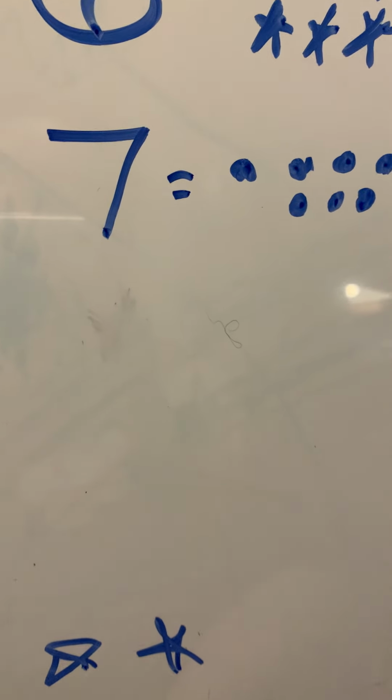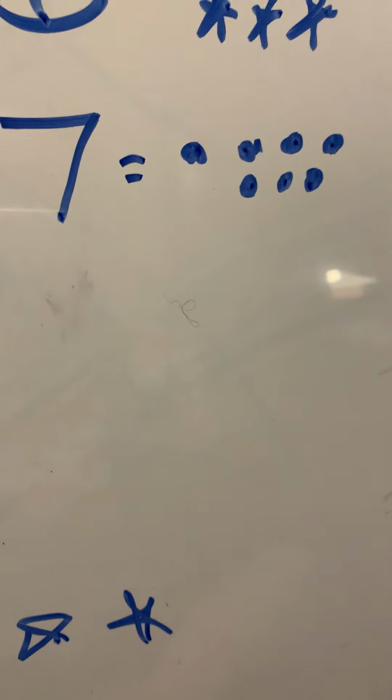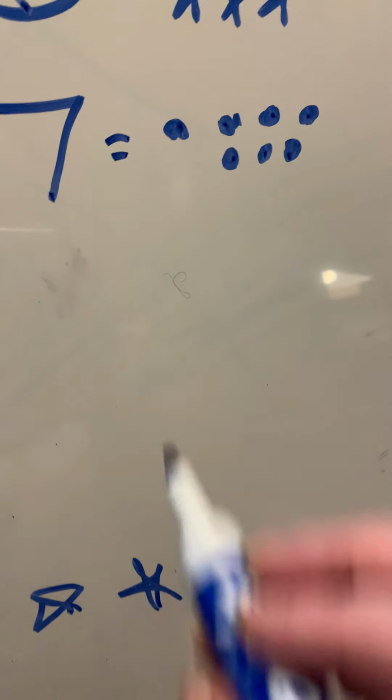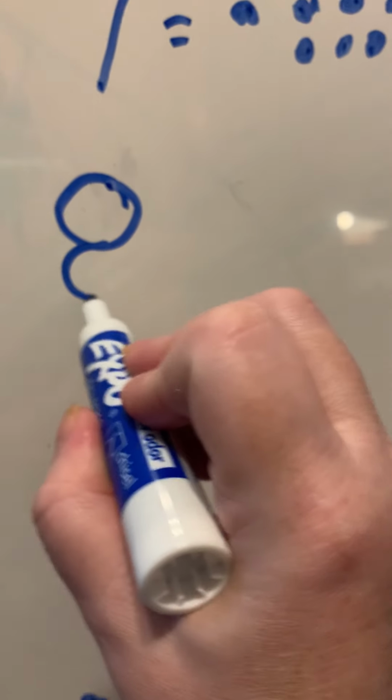Our next number, think in your head what comes after 7, is 8. 8 is 2 circles. Circle, circle.